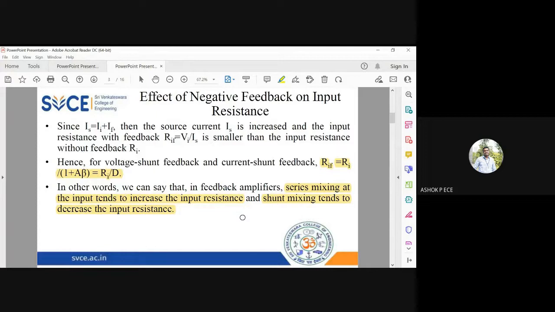And on the output side I am not bothered. Whether you use voltage sampling or current sampling, I don't bother. I am more bothered about what we do at the input side, in the mixing network. If the mixing circuit uses series mixing, the input resistance increases. If it uses shunt mixing, the input resistance decreases.